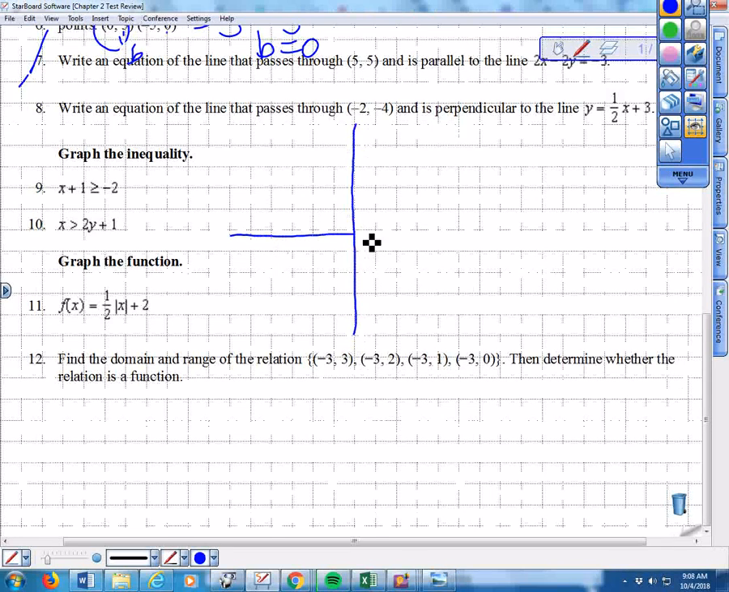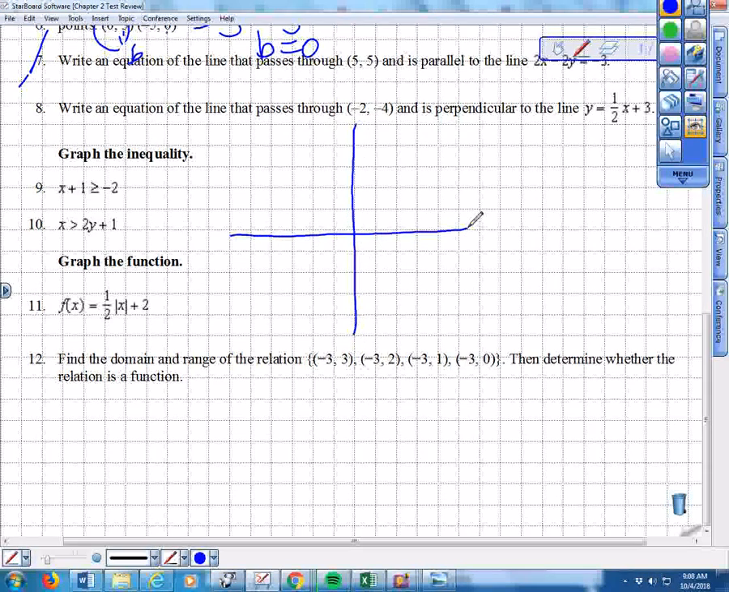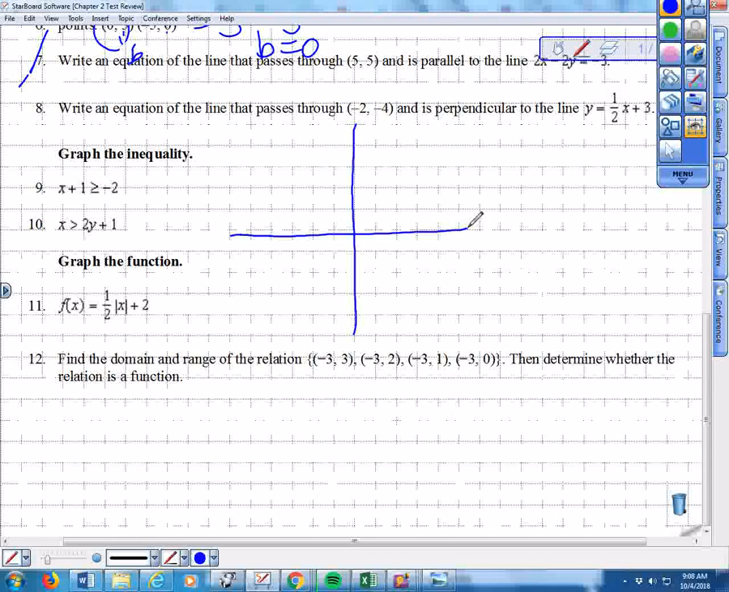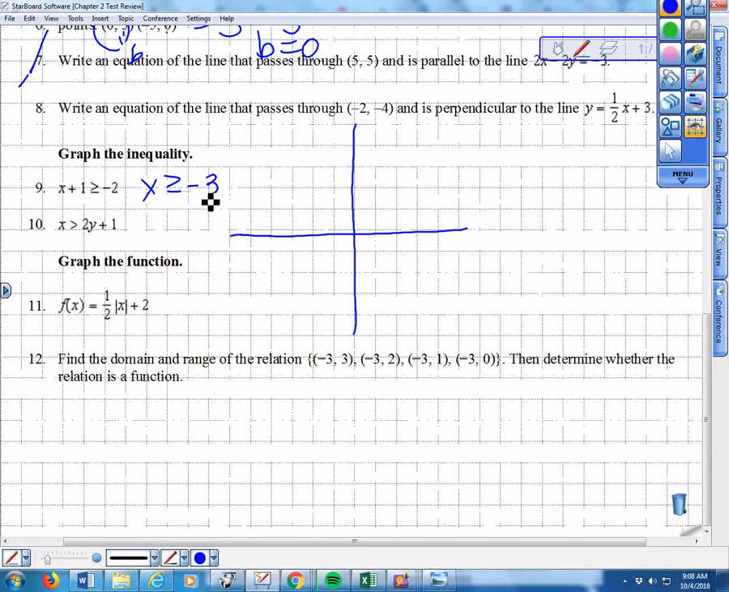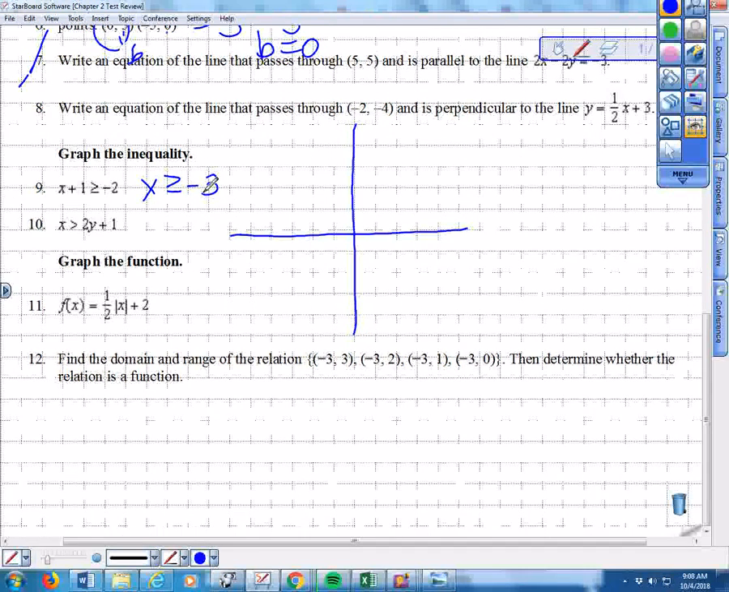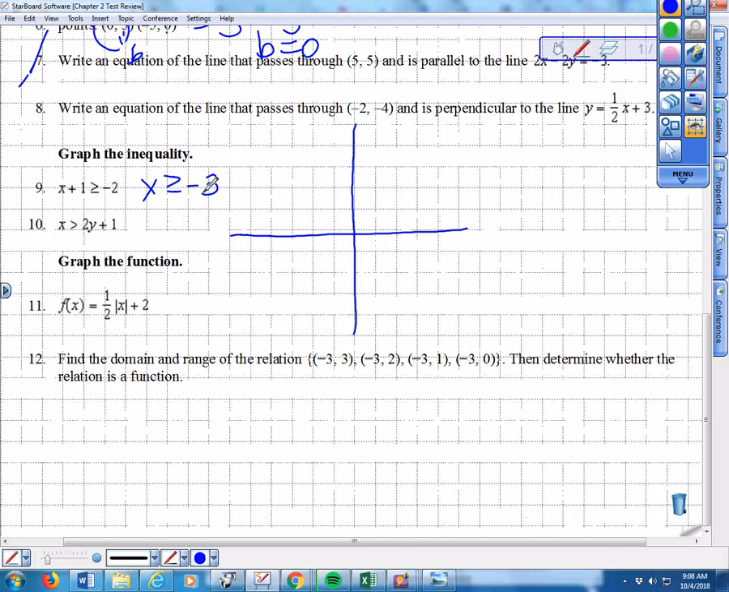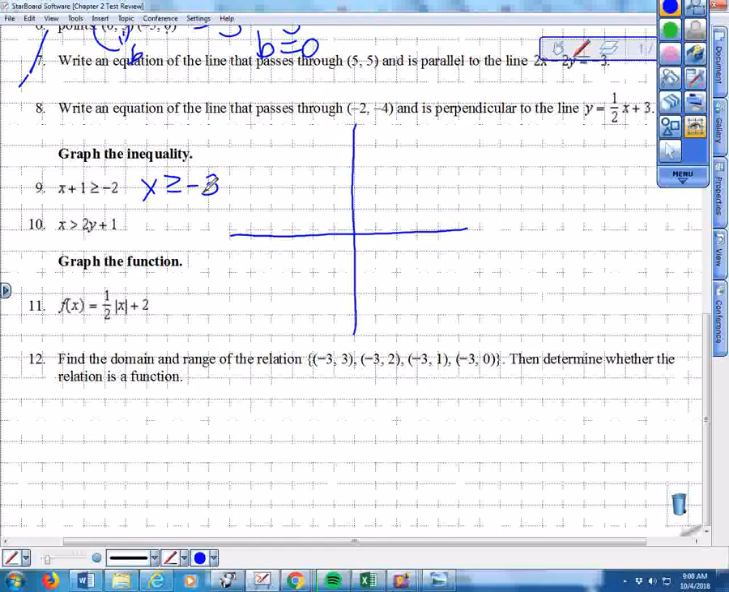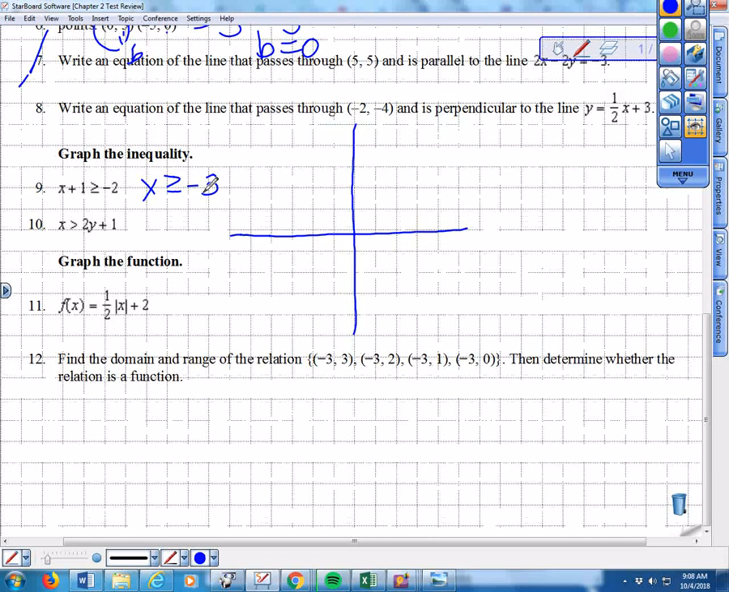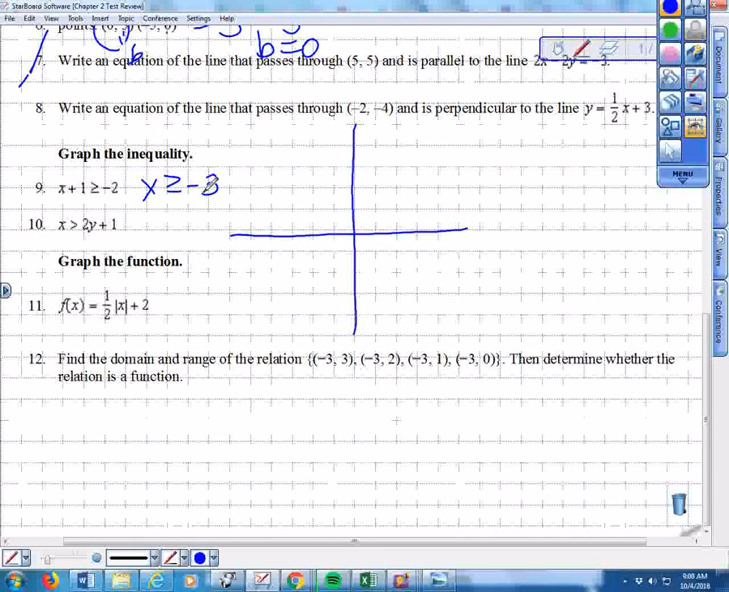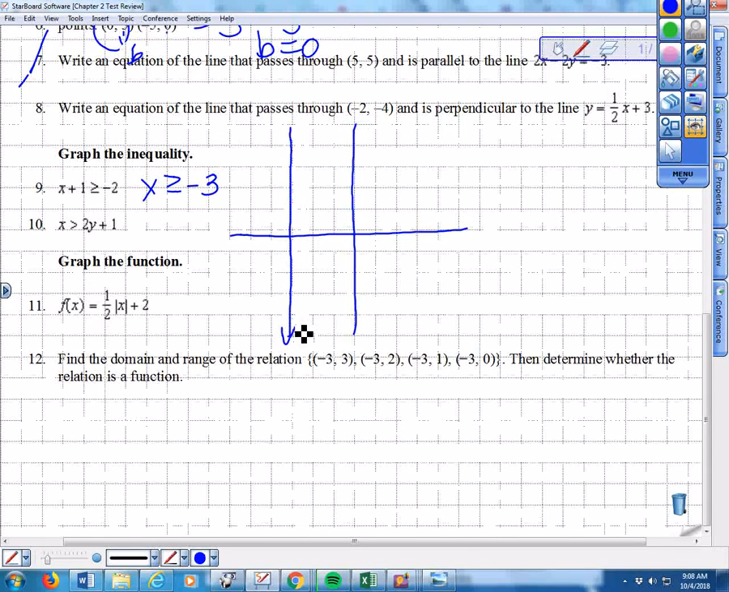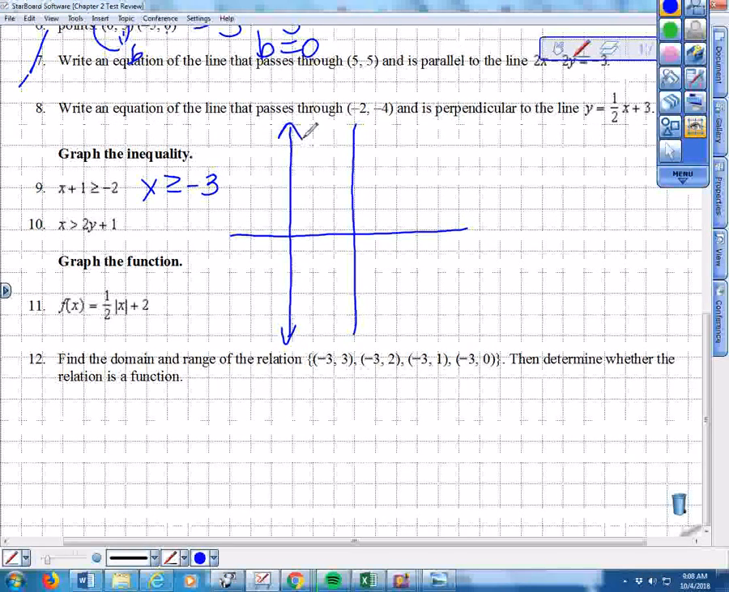Okay, so first I'm going to graph it as a line. Well, this is just x is greater than or equal to negative 3. Right? Is that going to be a horizontal or vertical line? It's going to be a horizontal. Which one is it, horizontal or vertical? Oh, no, it's vertical. Vertical. Because every point along the line, x has to be equal to negative 3. It's going to be a solid because it's got the or equal.